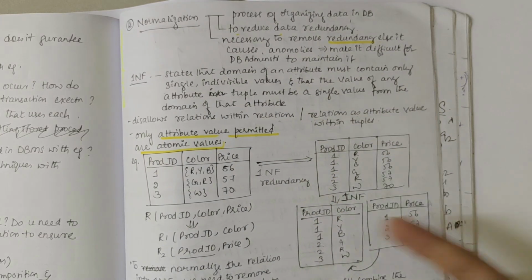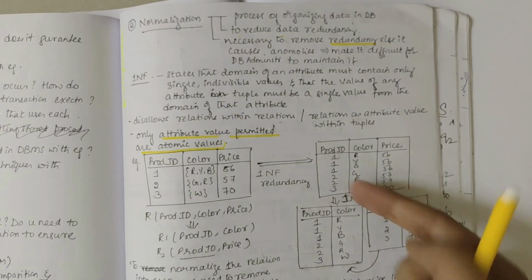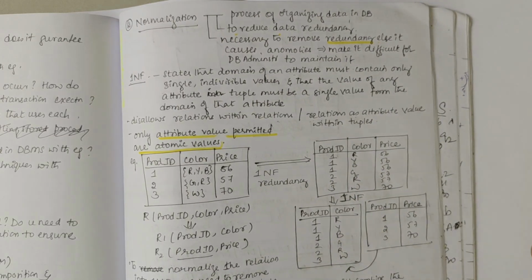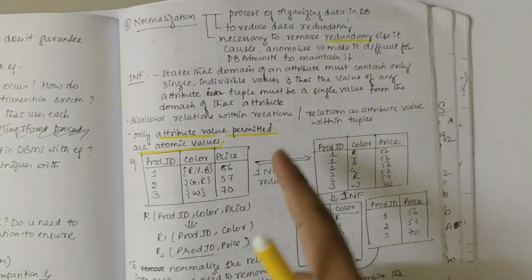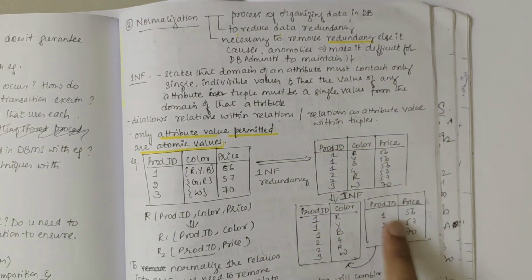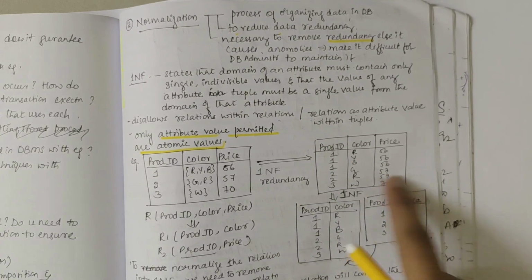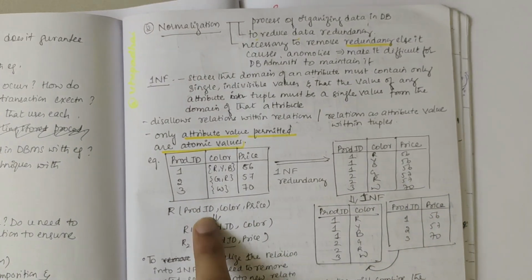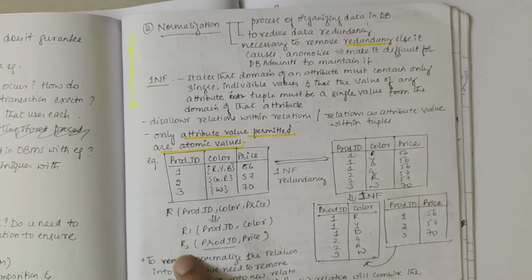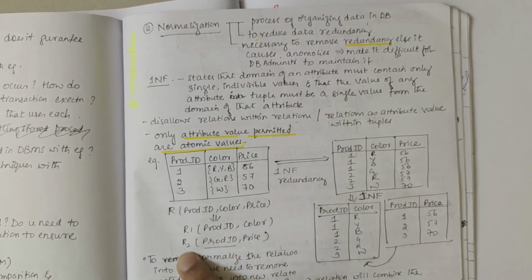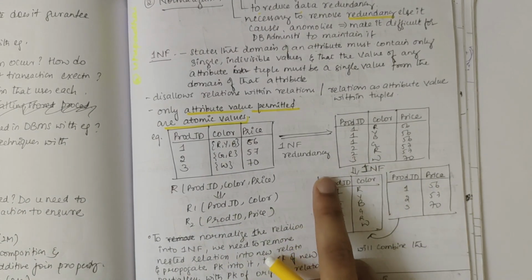Once you have obtained this, the same values are being repeated, right? 56, 56, 56. In order to avoid this, you can club product ID and color once, and then product ID and price, such that there are 1, 2, 3 prices, product IDs and colors. So here product ID, color and price have been decomposed into 2 relations: R1, product ID and color, and R2, product ID and price. So this was the example for 1NF.